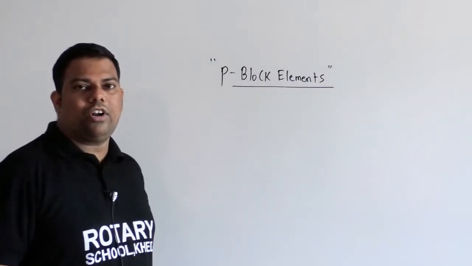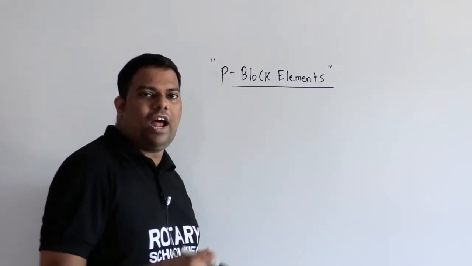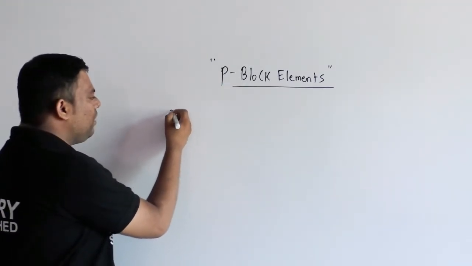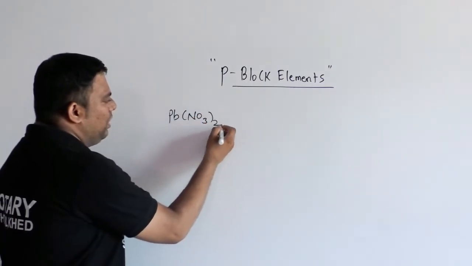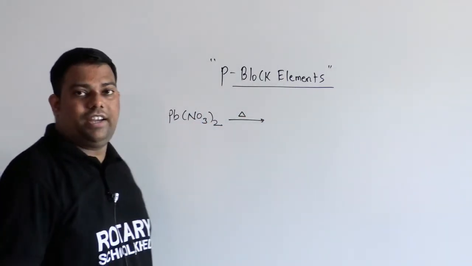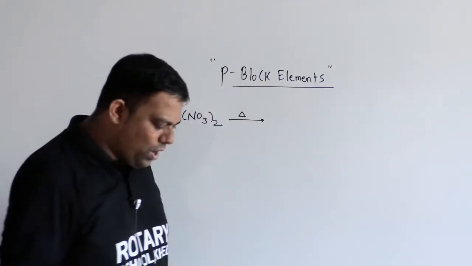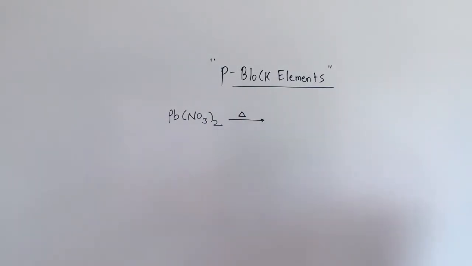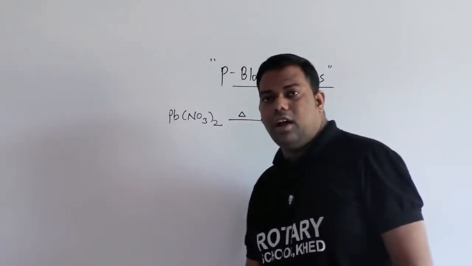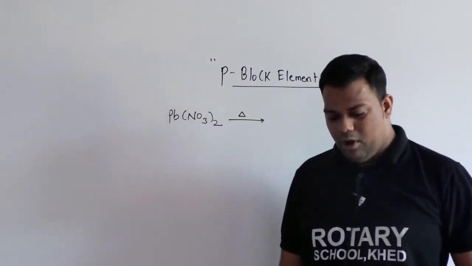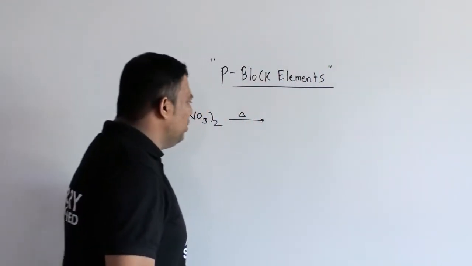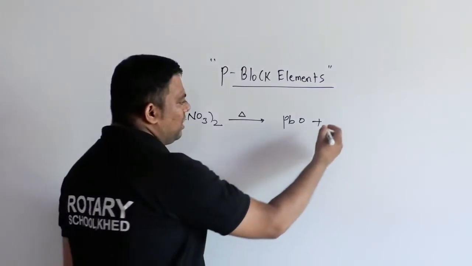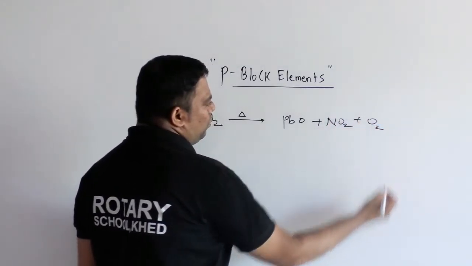These are generally important, like they may ask what will happen when lead nitrate is heated. What will happen when lead nitrate, Pb(NO3)2, is heated? You saw this reaction in your p-block elements. What will be the product? Yes, PbO, lead oxide, then NO2 plus O2, it will release.